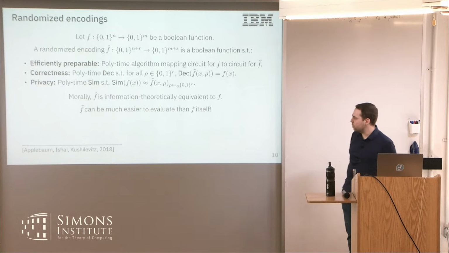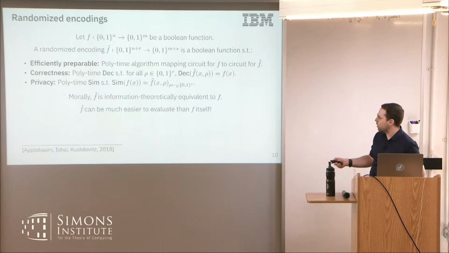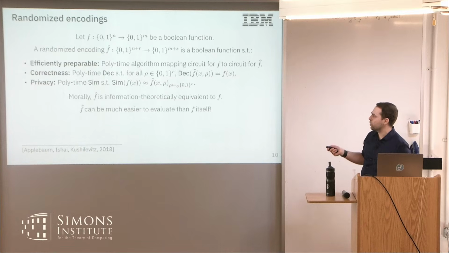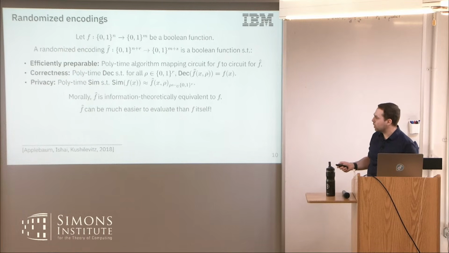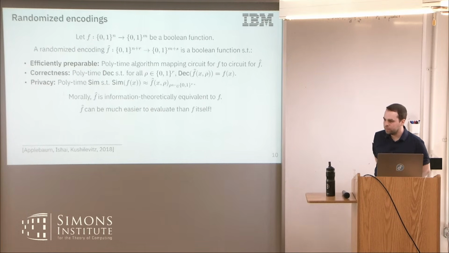And then that's useful because by this fact, the equivalence to f, it means that, for instance, if f is a one-way function, then f hat is also a one-way function. If f is a hash function, then f hat is also a hash function. So f hat inherits whatever properties f has, but it can be much easier to evaluate than f itself.